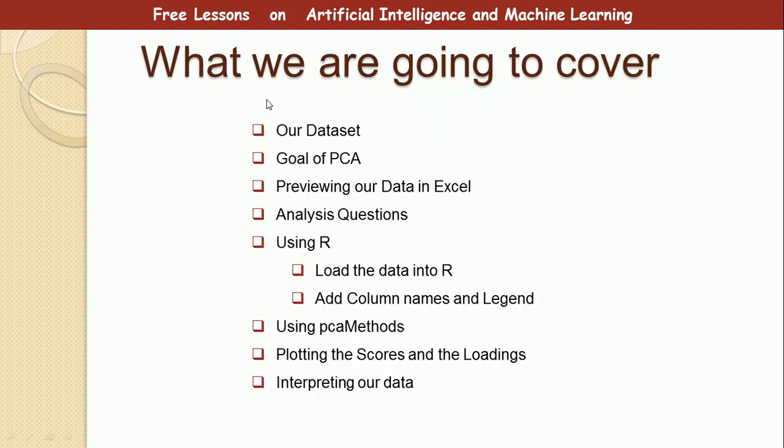So these are the topics we are going to discuss: our data sets. We're going to look at the goal, the objective we want to achieve by doing principal component analysis. We are going to preview the data. We are going to see that this data doesn't make sense until we carry out an analysis of this data. And then we are going to answer some analysis questions, and then we are going to load this data and then interpret this data. And then there is a method we are going to use called the PCA method. So just follow along as we do this together.